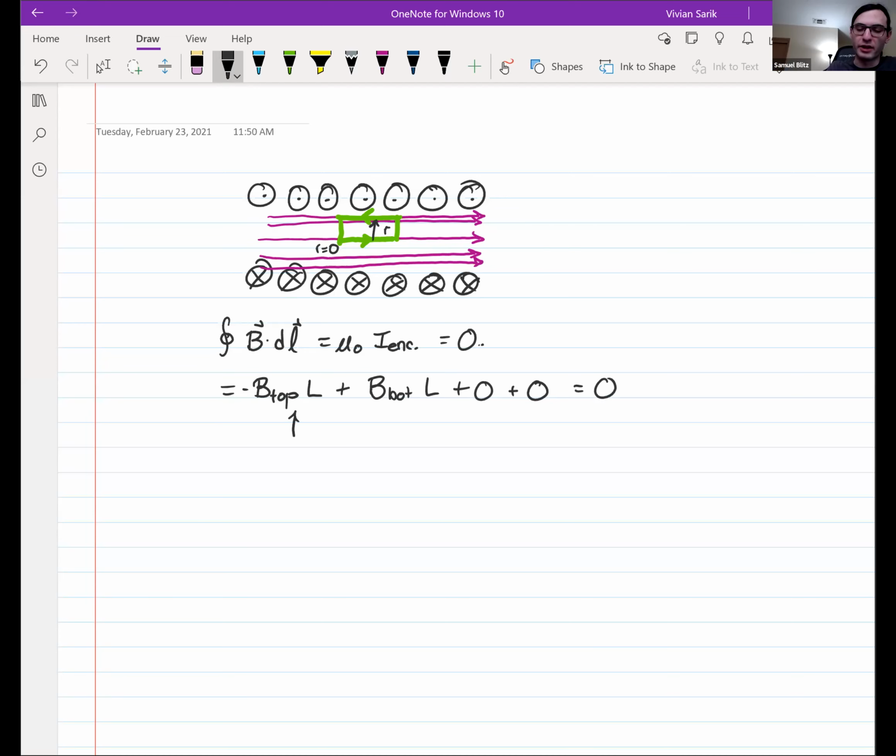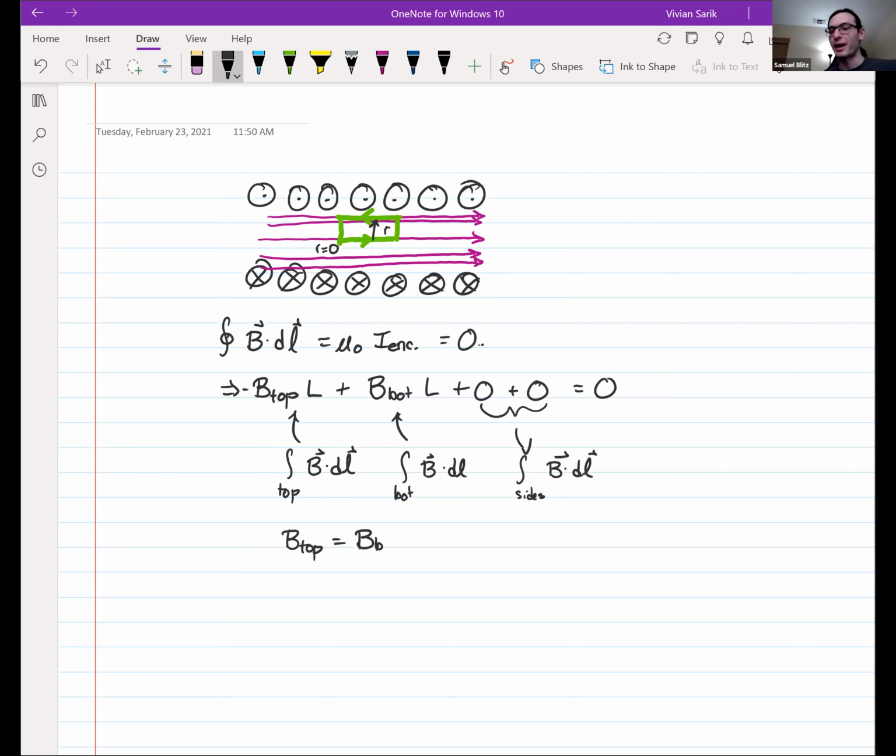So here, this is the integral along the top part, B dot dl. This is the integral along the bottom part, B dot dl. This is the integral along the sides. And the integral along the sides vanishes because the magnetic field is perpendicular to the path length vector. So what we find is that B top has to equal B bottom.